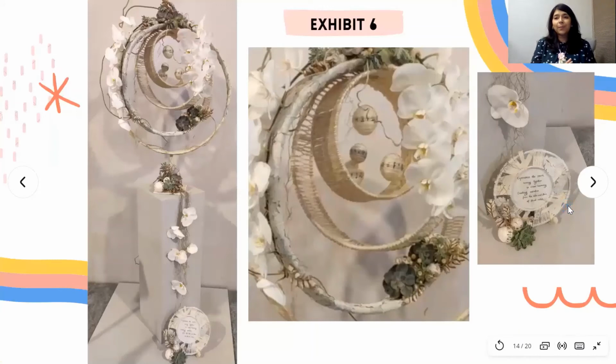Coming to the last exhibit and the last example. Now, I have spoken about practically all the elements in the previous examples, about line, about space, about color, about texture, about form. Now, let me hear from you. Do you see the use of line in this arrangement? Yes. Do you see the use of color in this arrangement? Yes. Do you see the use of form? Yes. Do you see the use of texture? Yes. Do you see the use of space? Yes.